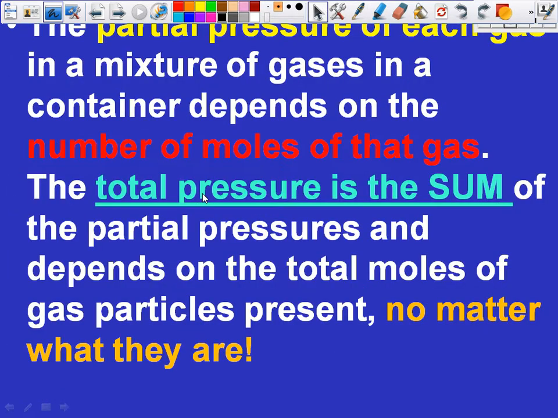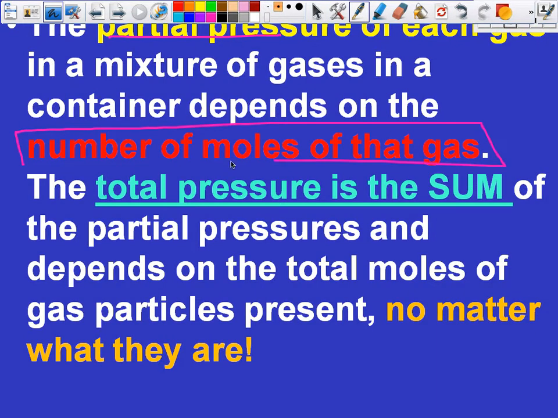All right, the partial pressure of each gas in a mixture of gases in a container depends upon the number of moles of that gas. The total pressure is the sum of the partial pressures and depends upon the total number of moles of gas particles present, no matter what they are. So this is basically restating everything that we've done. So let's look at the first thing. The partial pressures are based on the number of moles.